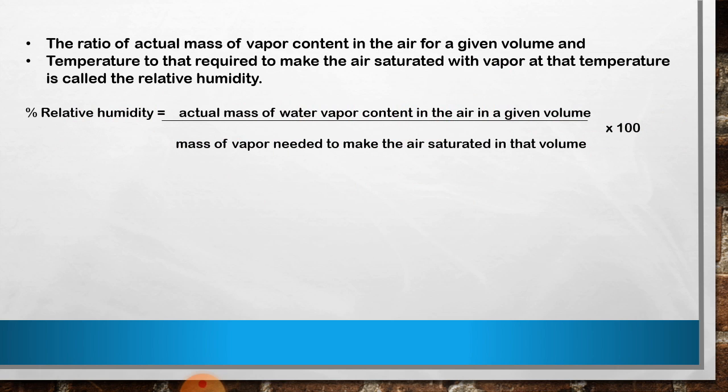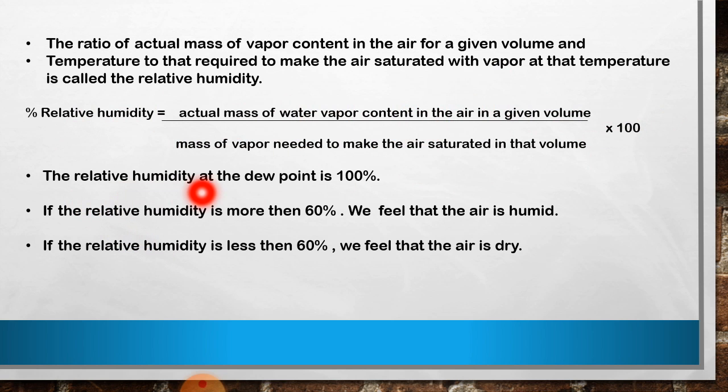Yes. Now the relative humidity at the dew point is 100%. If the relative humidity is more than 60%, then what happens? We feel that the air is humid. Okay, the air is humid, air is not clear. If the relative humidity is less than 60%, then we feel that air is dry. But look here, when the relative humidity is more than 60%, then we feel that air is humid. But when the relative humidity is less than 60%, we feel that the air is dry. Okay.